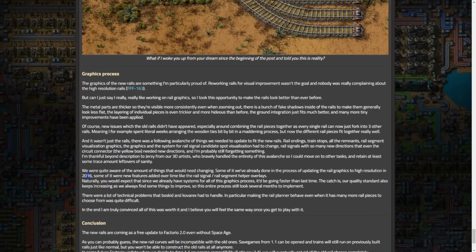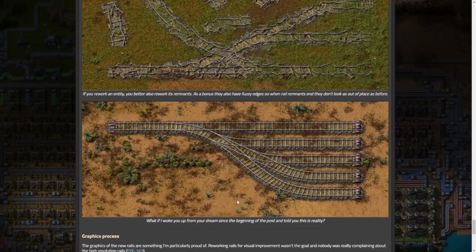Naturally you'd think this would be an easy process since they already have systems in place. The catch is their quality standard also keeps increasing as they find more things to improve, so this entire process took literal months, which is kind of crazy to me and is, I guess I could say, an eye-opener as to why the expansion is taking so much longer than we thought. If working on rails and rail graphics took multiple months, this is just a tiny piece of the expansion.